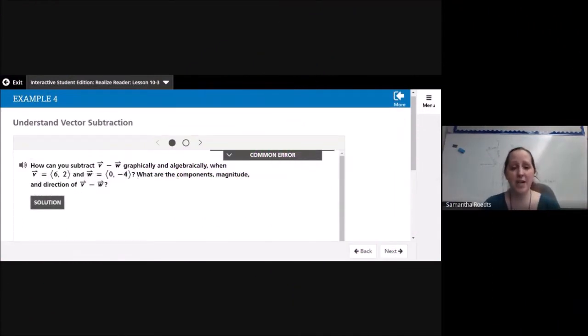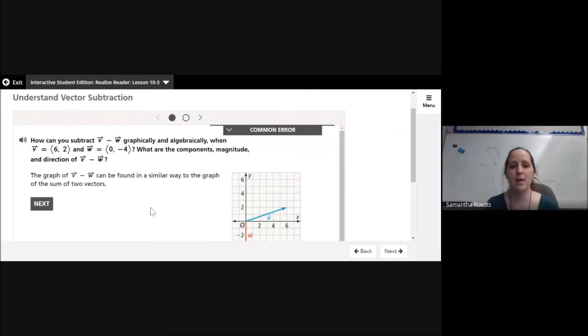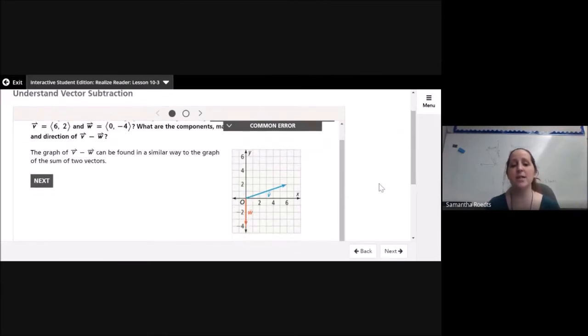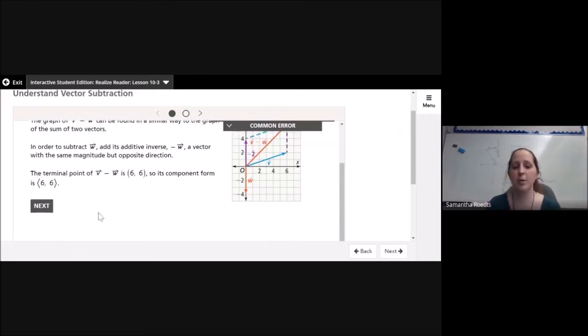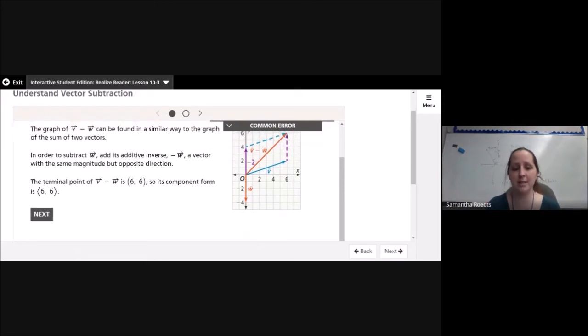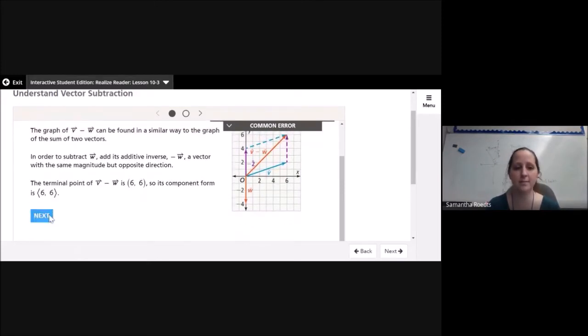Example 4, understand vector subtraction. How can you subtract vector v minus vector w graphically and algebraically when vector v equals 6, 2 and vector w equals 0, negative 4? What are the components, magnitude, and direction of vector v minus vector w? The graph of v minus w can be found in a similar way to the graph of the sum of two vectors. In order to subtract w, add its additive inverse, negative w, a vector with the same magnitude but opposite direction. The terminal point of v minus w is 6, 6, so its component form is 6, 6.